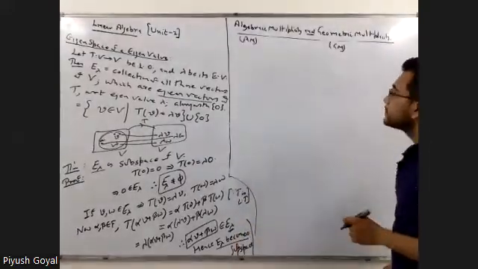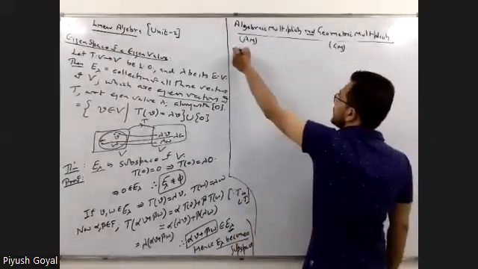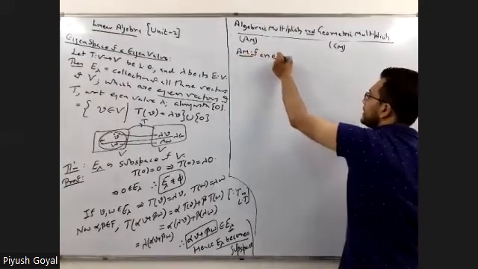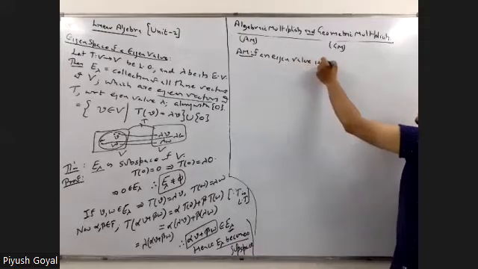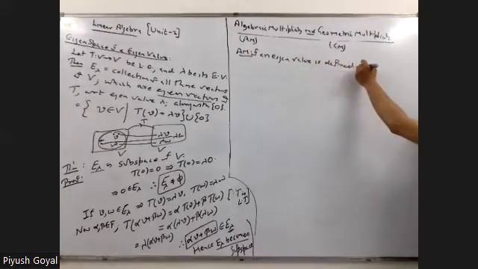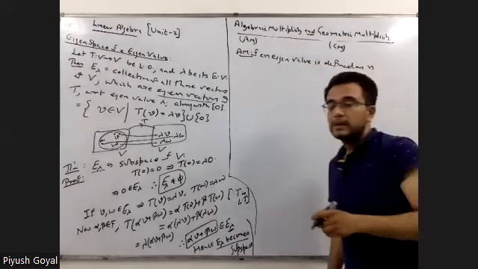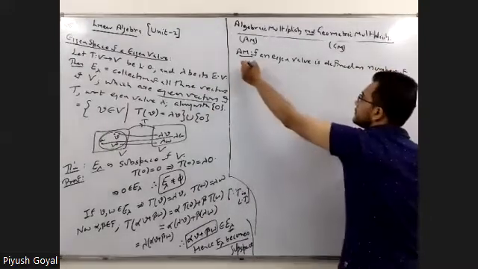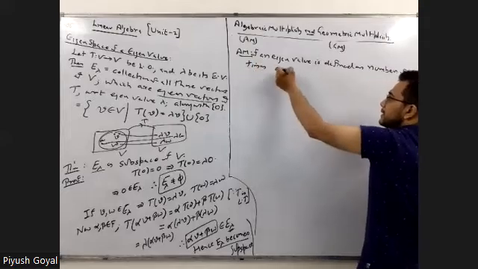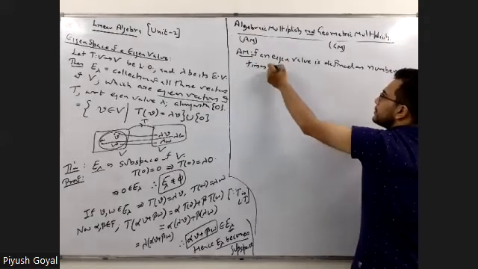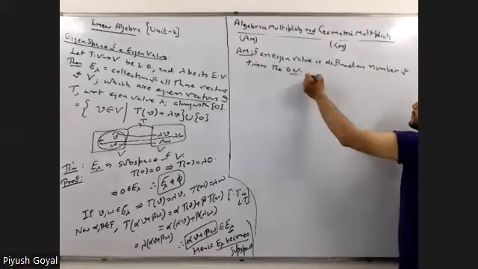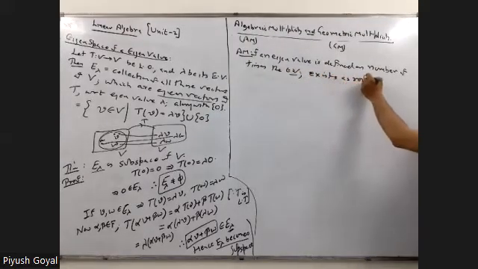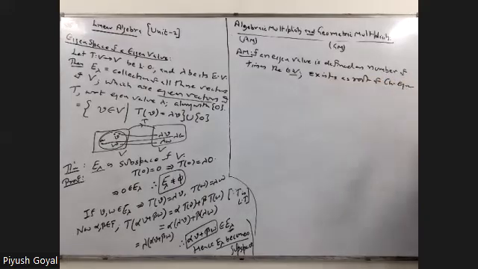What it says is, see, algebraic multiplicity of an eigenvalue is defined as the number of times the eigenvalue exists as a root of the characteristic equation.